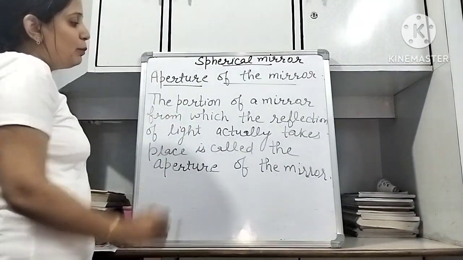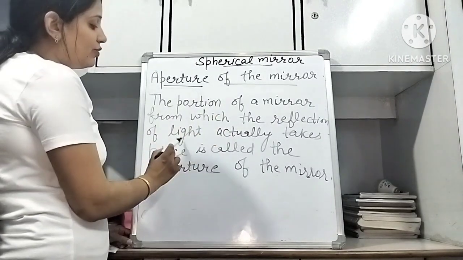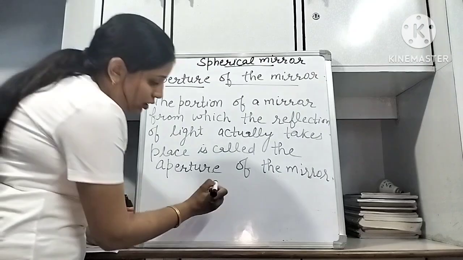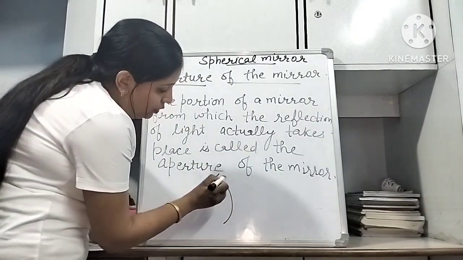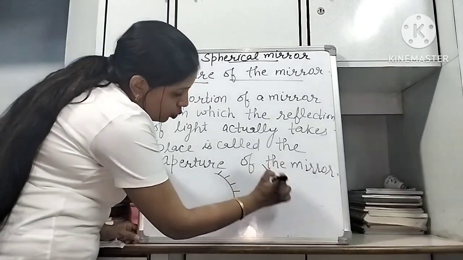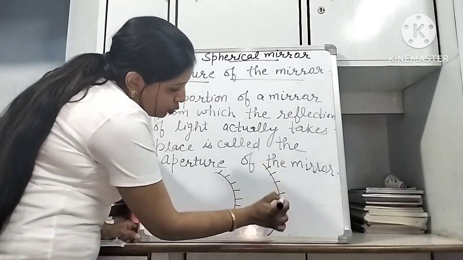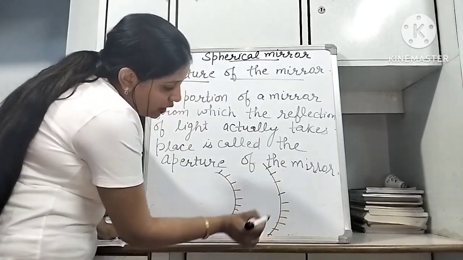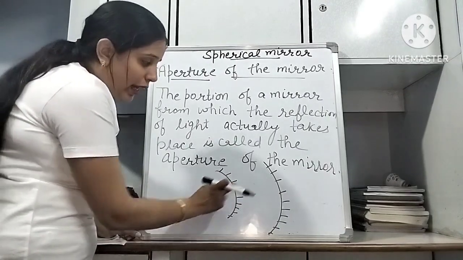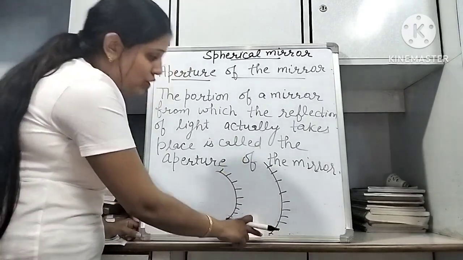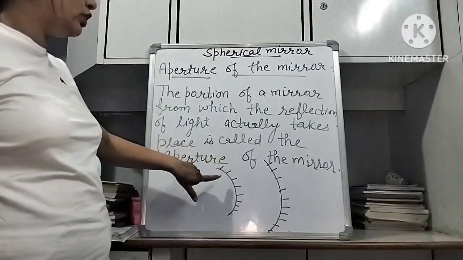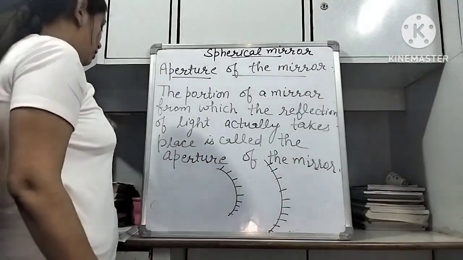Aperture of the mirror. The portion of the mirror from which the reflection of light actually takes place is known as the aperture of the mirror. This is a concave mirror, whose reflecting surface is this. This is also a concave mirror, whose reflecting surface is large as compared to this mirror. So the aperture of this mirror is small and the aperture of this mirror is large. So aperture means the actual reflecting surface of that mirror.